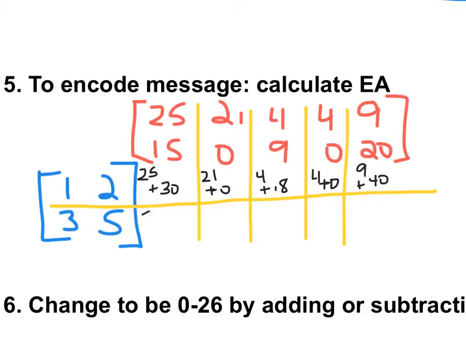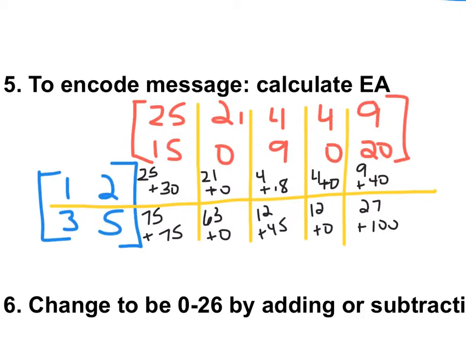3 times 25 is 75, plus 5 times 15 is also 75. 3 times 21 is 63, plus 5 times 0 is 0. 4 times 3 is 12, plus 5 times 9 is 45. 4 times 3 is 12, plus 5 times 0 is 0. 9 times 3 is 27, plus 5 times 20 is 100.